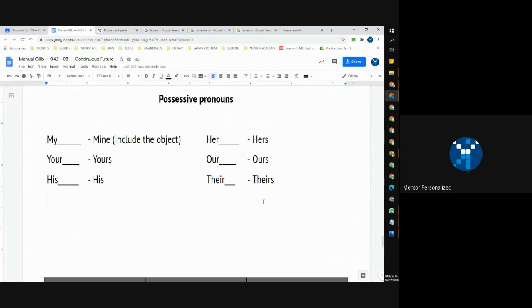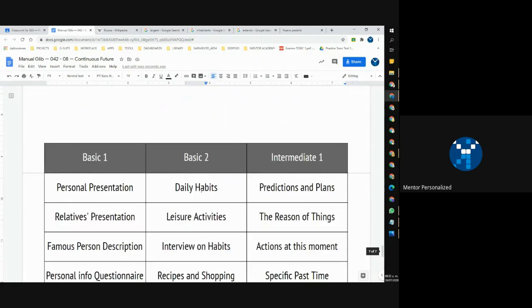Oh, it's his. ¿De quién es esa computadora? Es de él. Pero él tiene que estar presente porque si no, no se entiende. O sea, si dices, ¿de quién es esta computadora? Es de él. ¿Y quién es él? Tiene que estar presente, lo tienes que señalar. Okay, it's his. Very good.